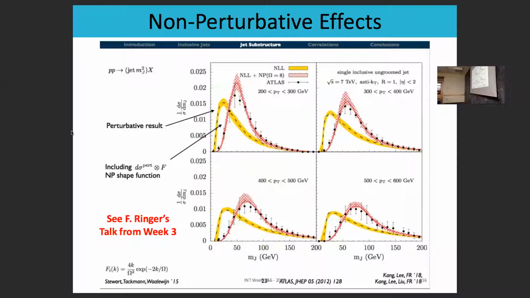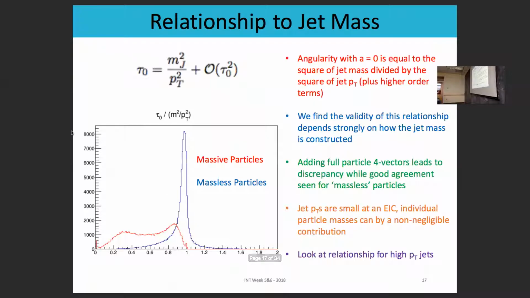So I just want to mention a couple other things. Here you see the relationship between angularity and jet mass. If you take A as 0, that should be equal to the mass squared over pT squared, the pT of the jet squared, plus higher order. And the first thing I did with this was to calculate tau 0 and compare to the mass.